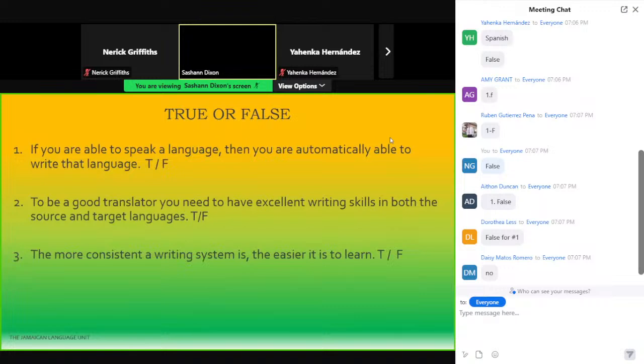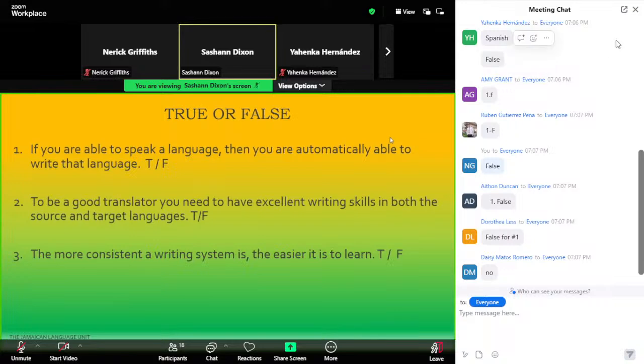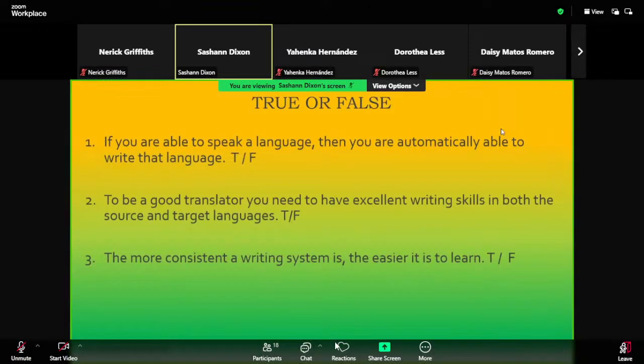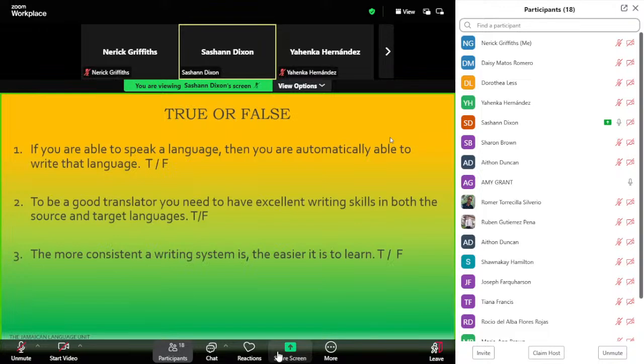So I know that someone said earlier that their first language is Spanish. My first language is Jamaican, right? But in order for you to write Spanish or for me to write Jamaican, that's something that you learn afterwards, right? So being able to automatically speak your language doesn't necessarily mean that you are able to write that language. That's something you learn. Good. So that one is clearly false. Let's do the other one.